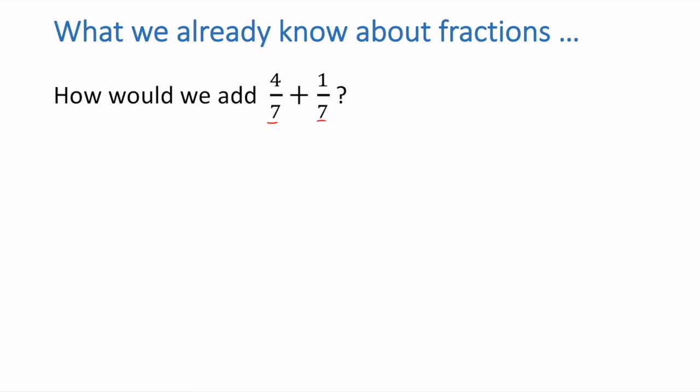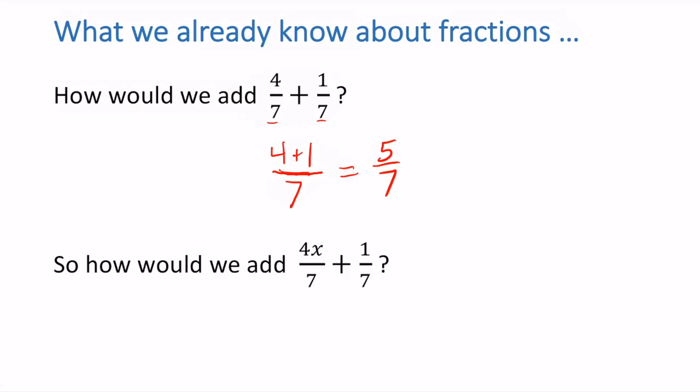So if we're to add these two fractions together, we just simply add the numerators together, and we put it all over 7. That is to say 4 plus 1 over 7. And we would say, oh, this equals 5 over 7. And that'd be true. So let's take it a step further.